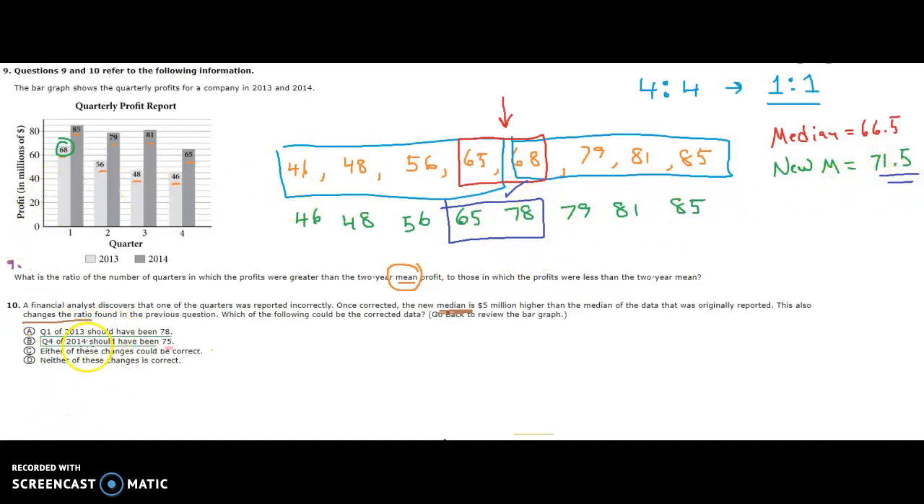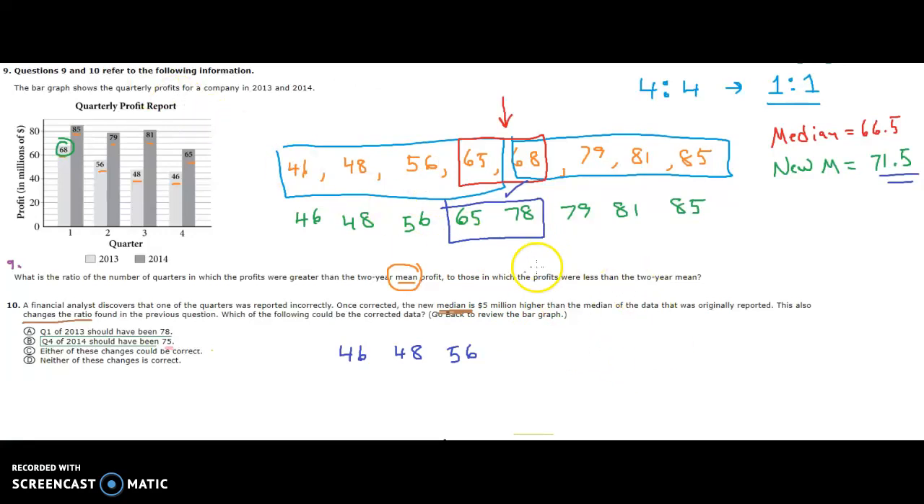Well, if we do the same thing for quarter 4, that would give us a list of numbers like so. Let's put this down here. That would mean if quarter 4, instead of being 65, is 75, let's see what we get. If we arrange these, we get 46, 48, 56, 75, right? Instead of 65, it's 75. Oh, actually, hold on. I made a mistake here.